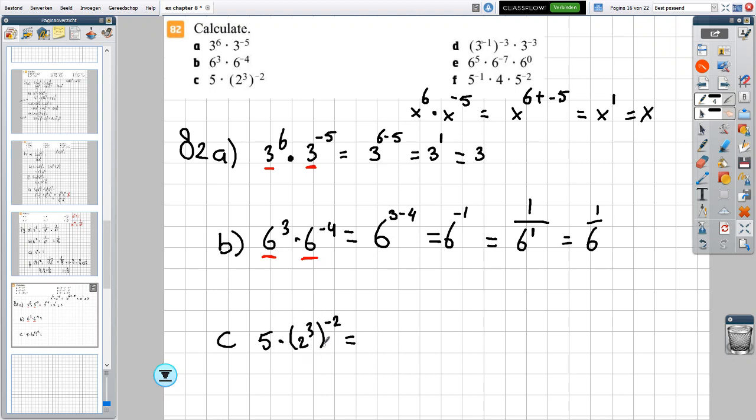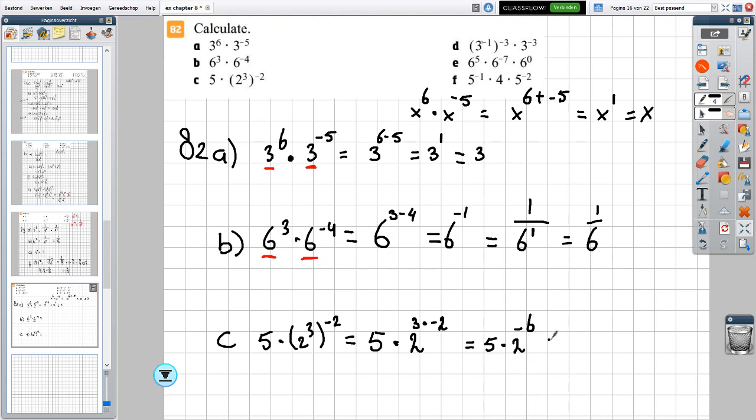Next one, a common mistake what you can do here is first do 5 times this, but remember you first have to evaluate powers. So here I find 5 times, just copy the first part, 2 to the 3rd power to the power of minus 2. Remember what happens when we have powers to our powers, we multiply the exponents. So here my exponents becomes 2, the 2 stays the same. And then 3 times minus 2. So 5 times 2 to the power of negative 6.